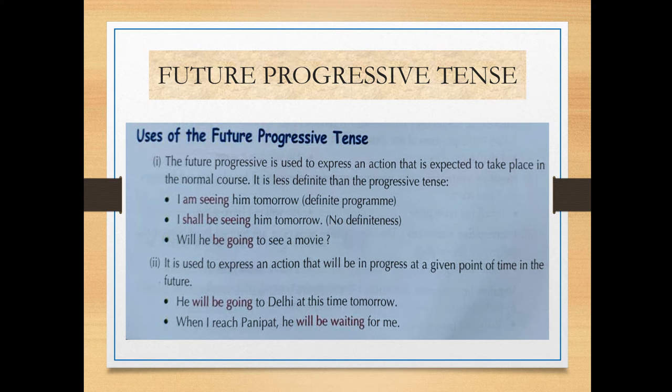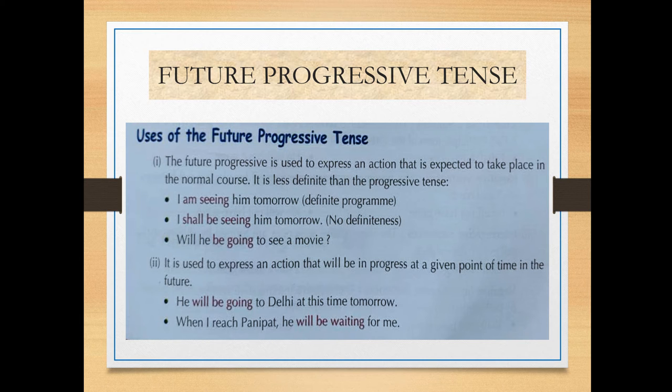Will he be going to see a movie? Again, the definiteness is a little less here, right? Not very sure because it is a future action. Whereas in the first example, I am seeing him tomorrow is more of determination, right? Definite.